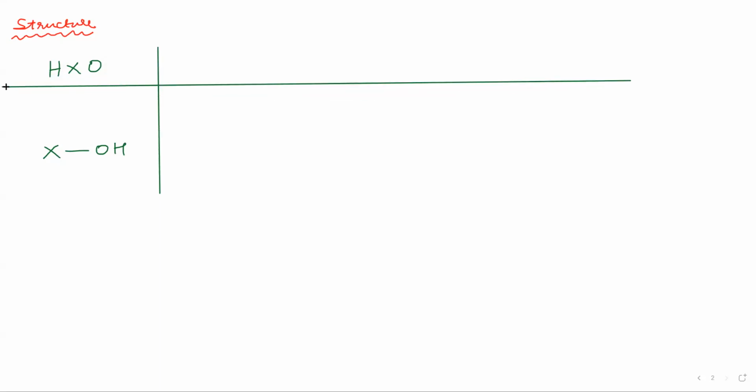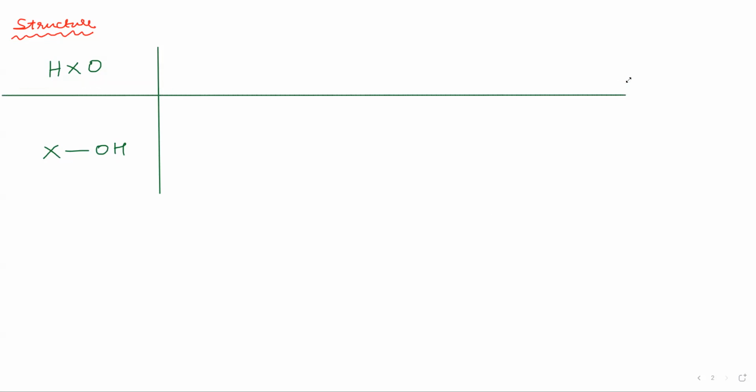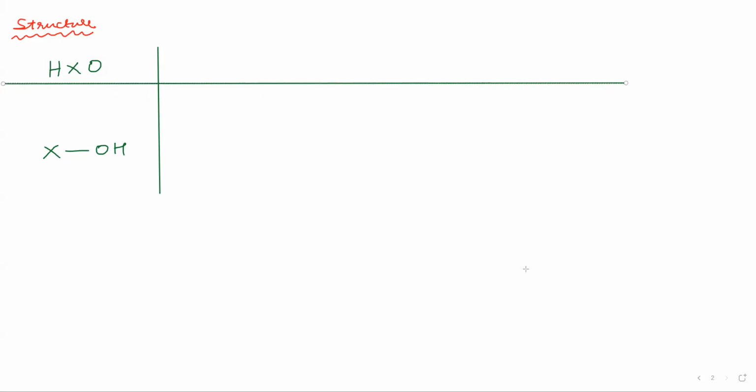The next one is what? After hypohalous, what do we have? Halous. Oh, sorry, this was hypohalous, so this is now halous. Let me write both. Hypohalous is HXO. Now we will deal with halous, which will be HXO2.